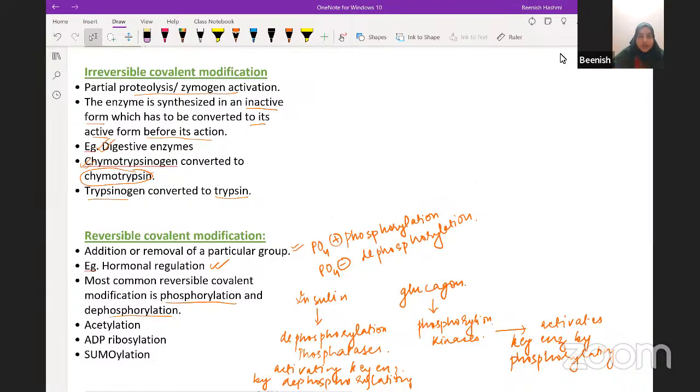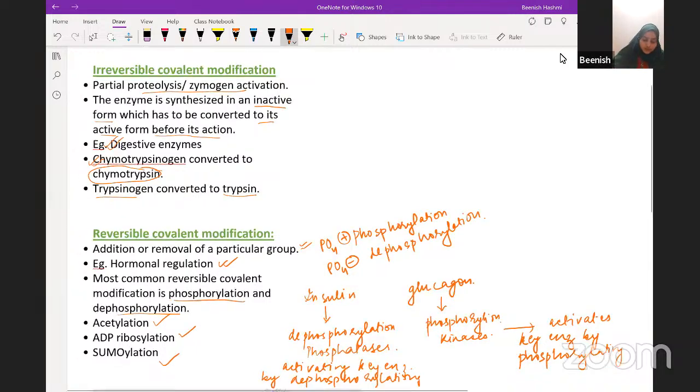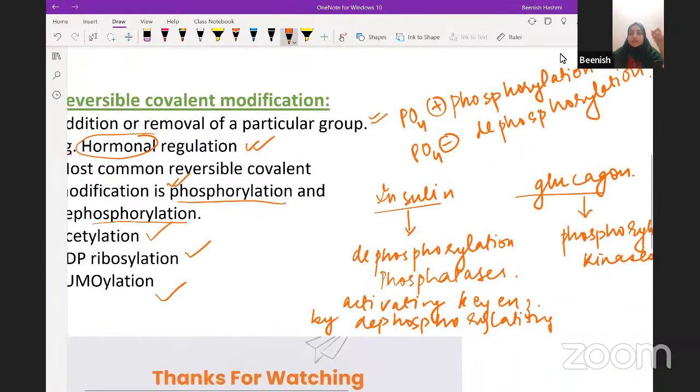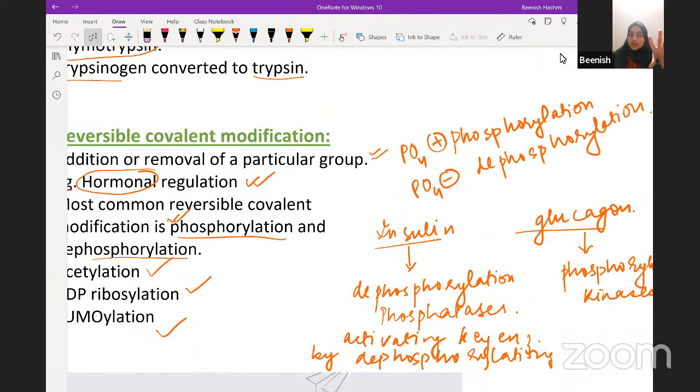Now, other groups that can be added or removed: the acetyl group, known as acetylation, ADP ribosylation, sumoylation. These are all examples of reversible covalent modification. Most important are phosphorylation and dephosphorylation, brought about by the hormones insulin and glucagon. Your insulin dephosphorylates key enzymes in the pathways and activates them, and your glucagon activates the enzymes by phosphorylating them.